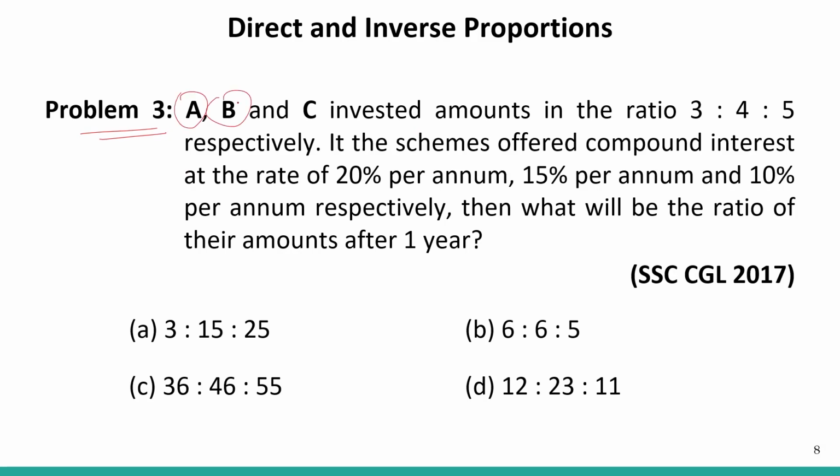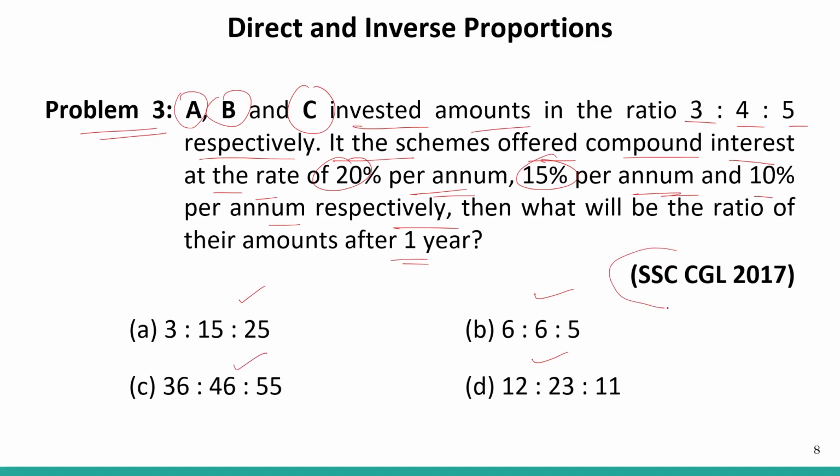If A, B and C are invested amounts in the ratio 3 is to 4 is to 5 respectively, and the schemes offered compounded interest at the rate of 20% per annum, 15% per annum and 10% per annum respectively for A, B and C, then what will be the ratio of their amounts after 1 year? Is it 3 is to 15 is to 20, or 6:6:5, 12:23:11, or 36:46:55?